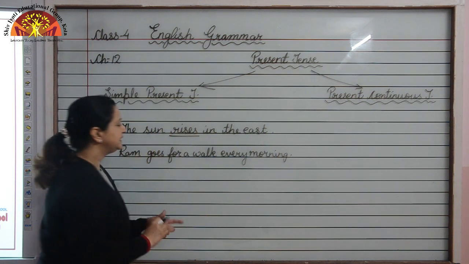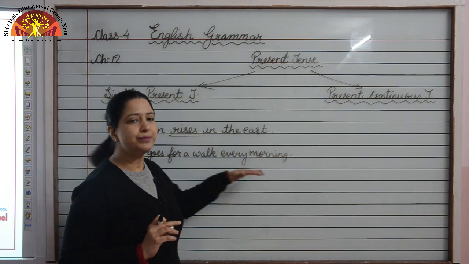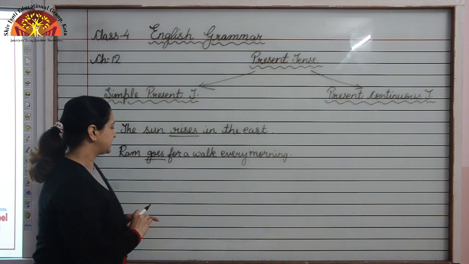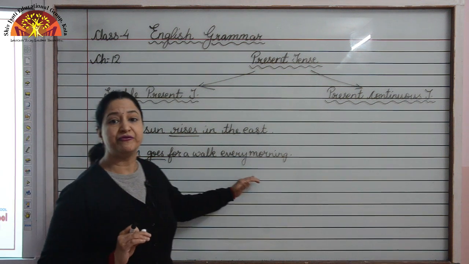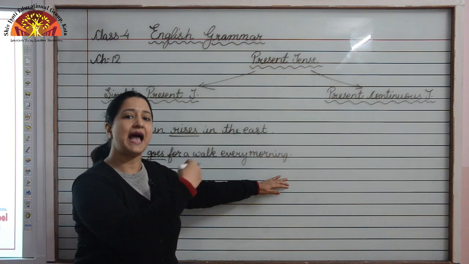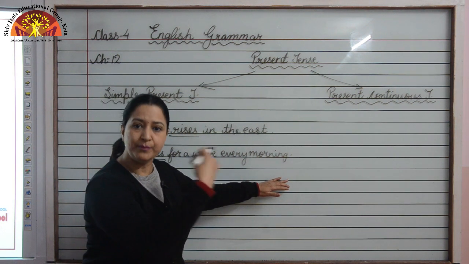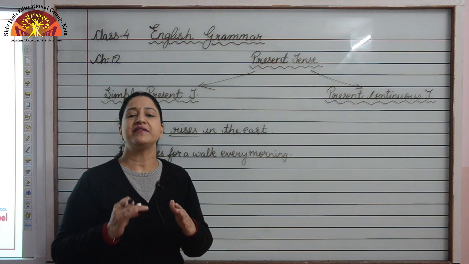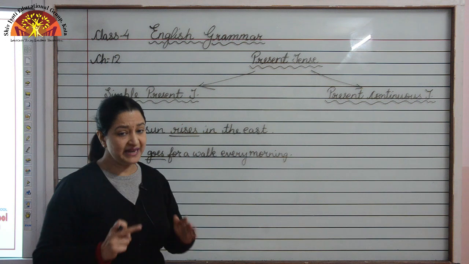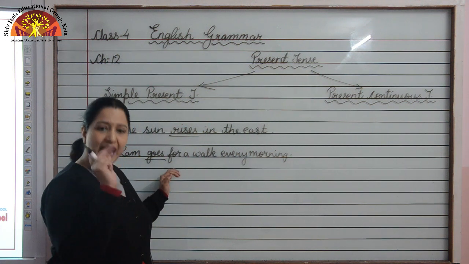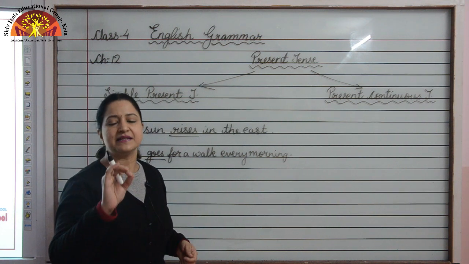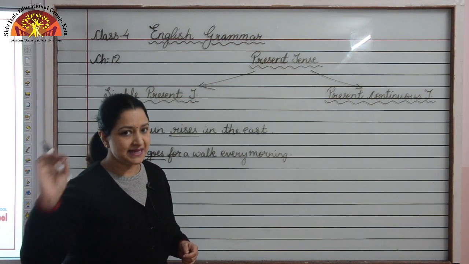Okay, now this is a simple present form of verb. How can you say that? Ram goes for a walk every morning. Now it is his habit. It is his habit to go for a walk every morning. So whenever there is a habit, first identify the sentence, and whenever a habit or habitual action is taking place in the sentence, it means that is a simple present tense sentence.